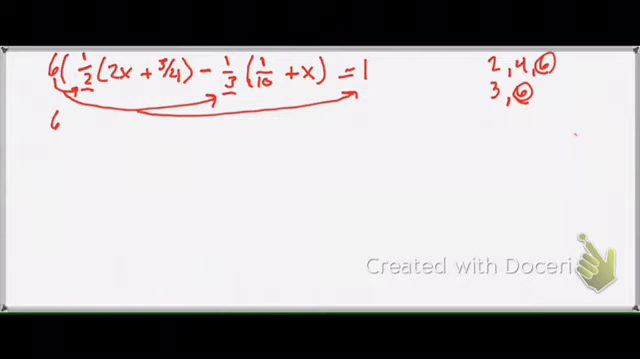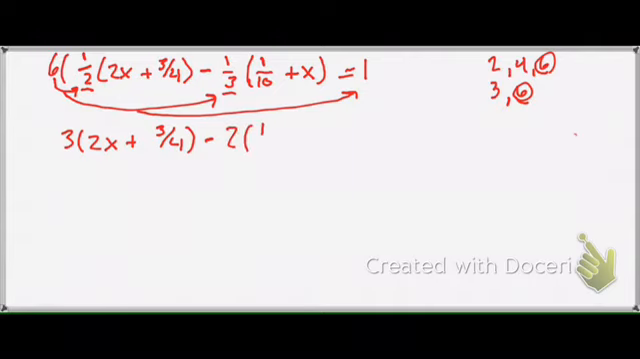So this is going to make our equation now 2x + 3/4 minus 2(1/10 + x) equals 6. Now, what we're going to be looking for is we're going to distribute. So we've got our 3 here and our 2 here that we're going to distribute across.